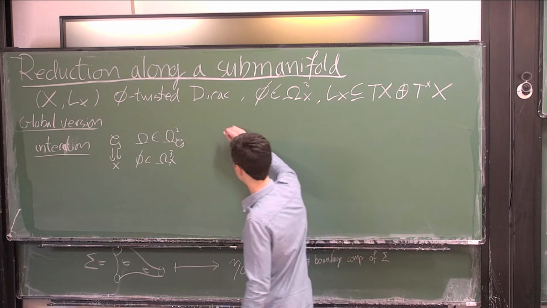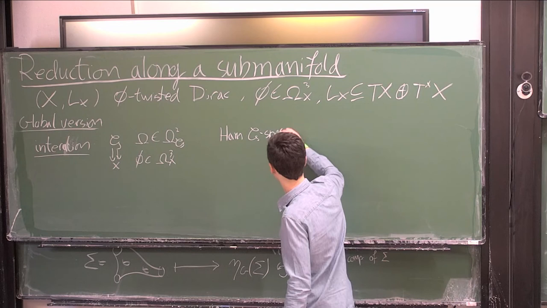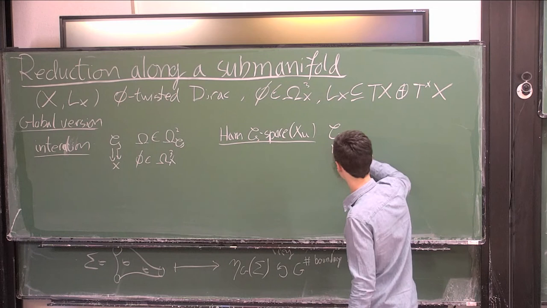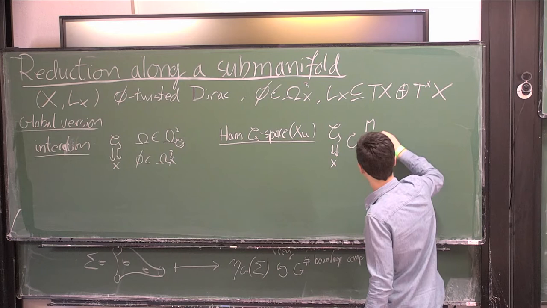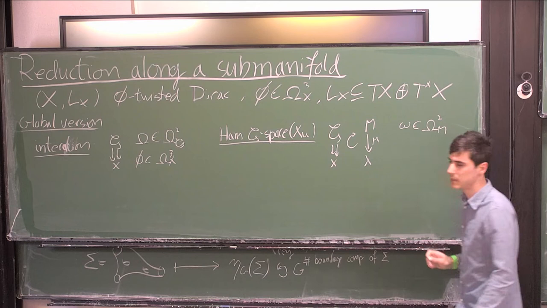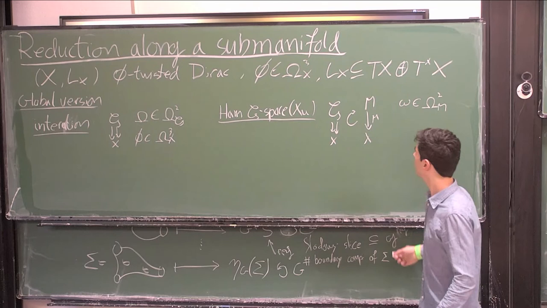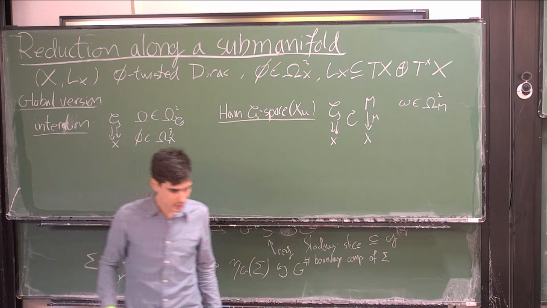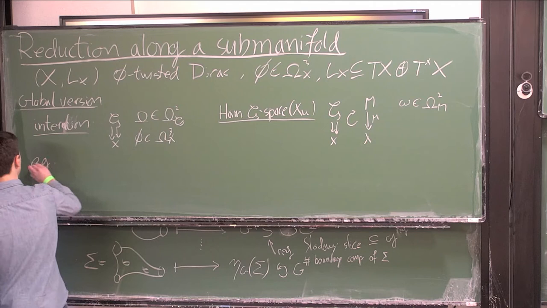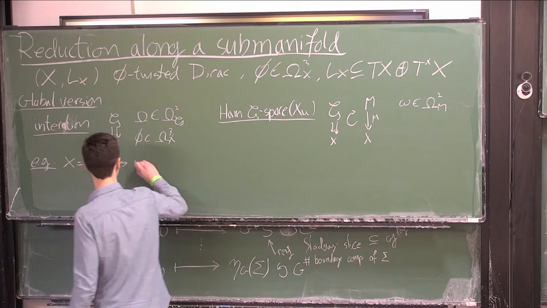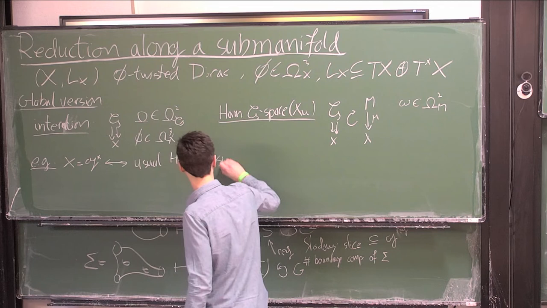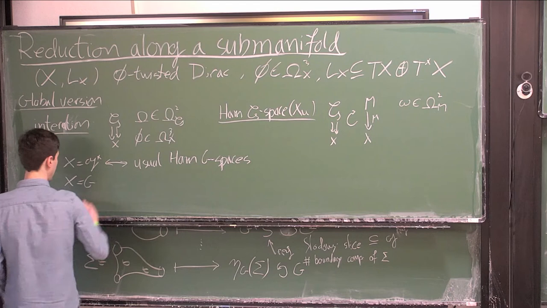Also, there's the notion of a Hamiltonian G-space due to Xu. So this is an action of this groupoid on a smooth manifold M, such that M has a two-form, again satisfying various natural compatibility and non-degeneracy conditions. Okay, so examples: when X is the dual of a Lie algebra, you recover the usual Hamiltonian spaces. And when X is a Lie group equipped with a Cartan-Dirac structure, then you recover quasi-Hamiltonian spaces.